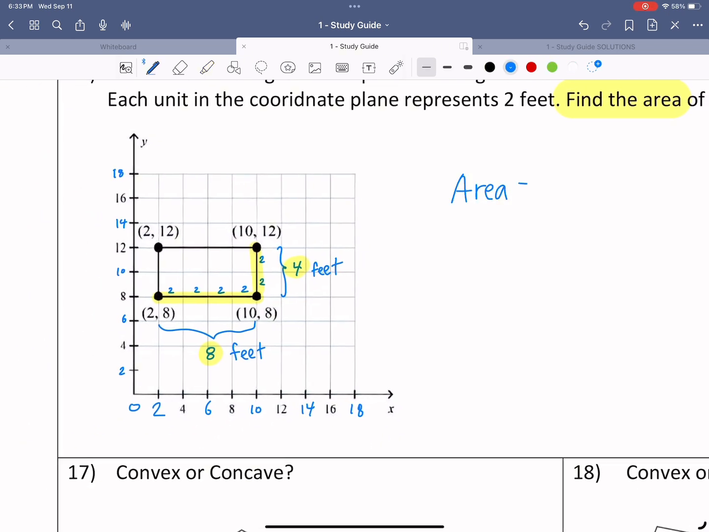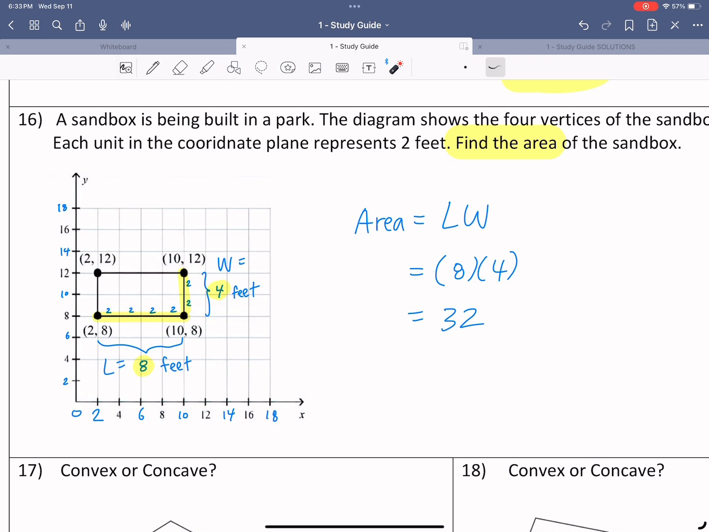So what is area? You want to find the area of this? Well, it's a rectangle. That's length times width. Length is going to be 8, and the width is going to be 4. So that's just 8 times 4. That gives you 32. 32 what? Well, remember, it's feet times feet. That gives you feet squared. I'm going to just write that in short, 32, or FT squared. And then remember, area is always squared.